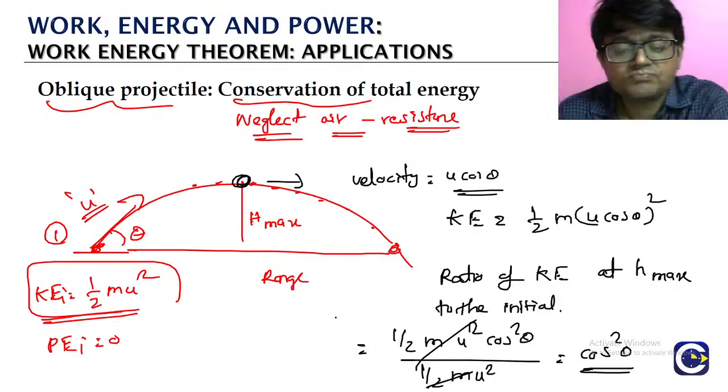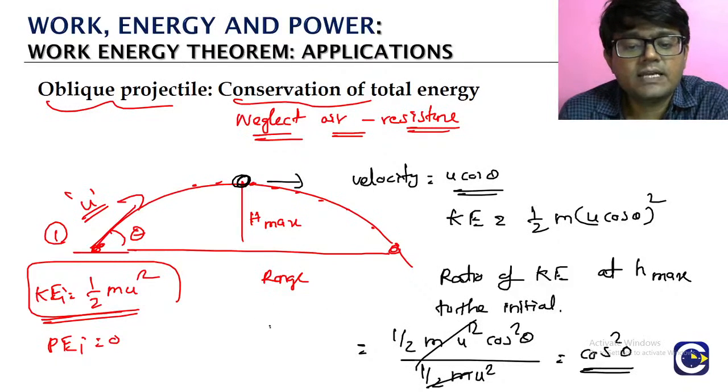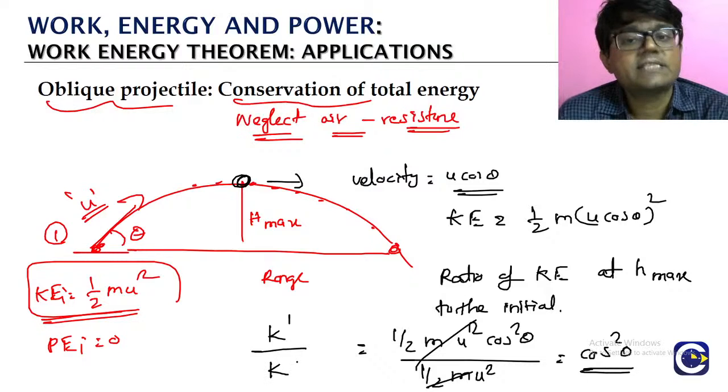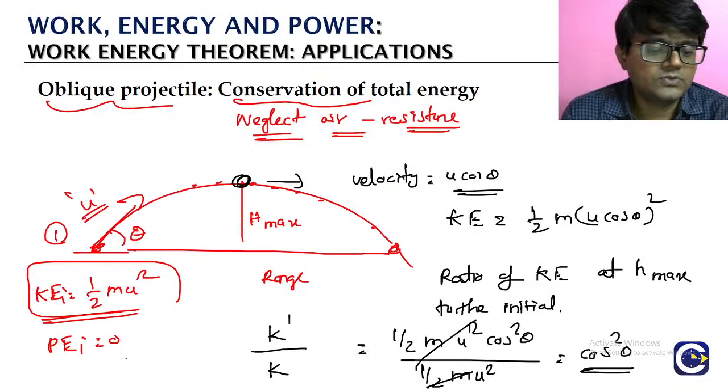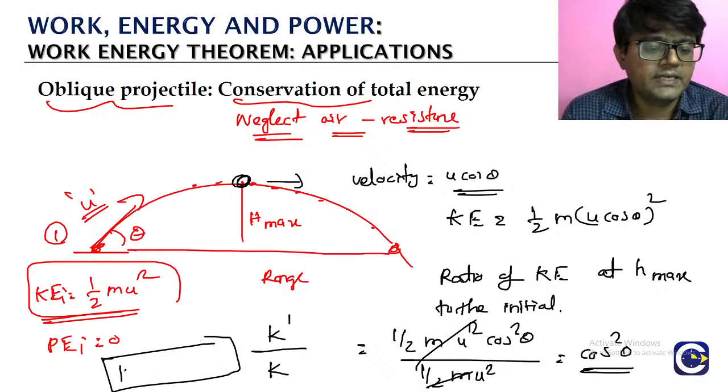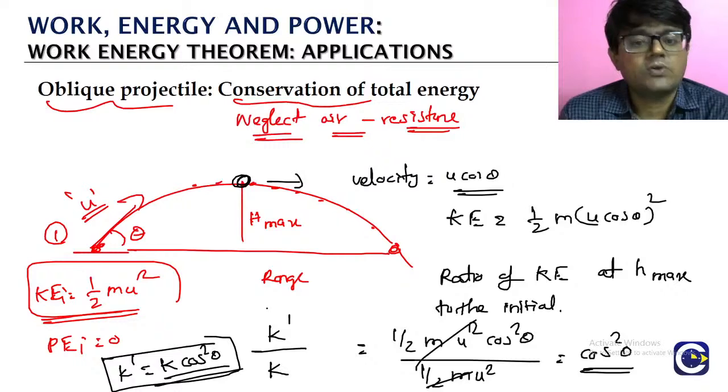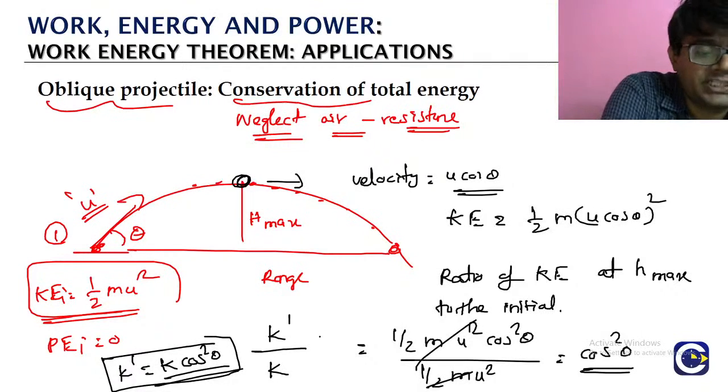Cos square theta. Means at the maximum height, let us take the kinetic energy as k dash. The original, initial kinetic energy is k. So k dash by k is cos square theta. So we can write this as k dash is equal to k into cos square theta. K dash is the kinetic energy at the maximum height. K is the kinetic energy at the point of projection. Okay? So this is the relation in terms of the kinetic energies.